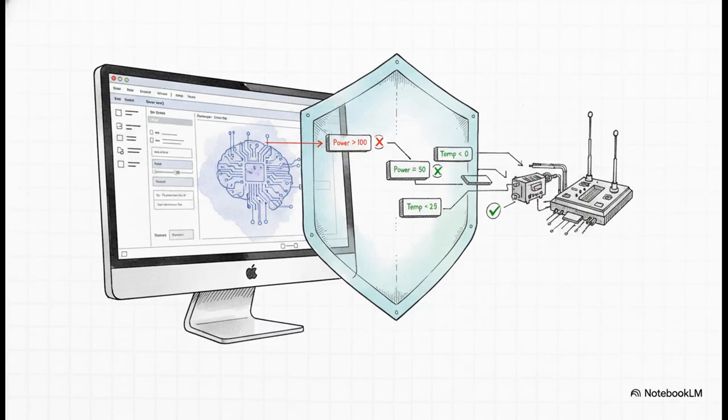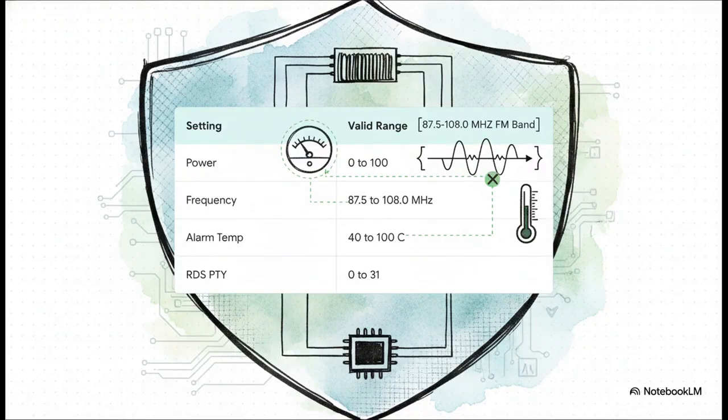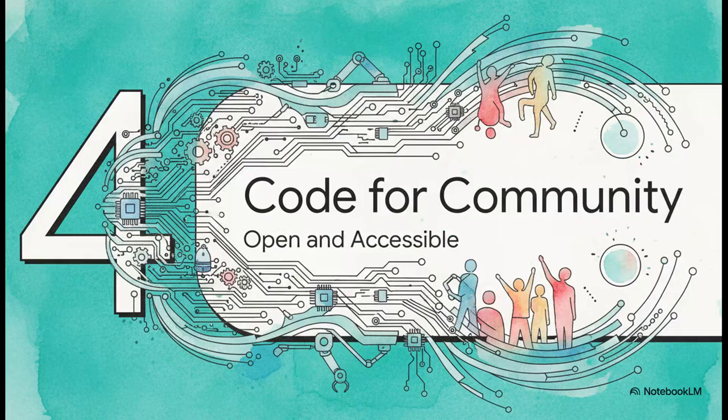Now, this is where the solution gets even smarter. It's not just some dumb terminal for sending commands back and forth. It actually understands the hardware it's talking to. And because of that, it provides this really important layer of safety. And this is that safety net in action. The app has these validation rules built right in. So it knows the power setting can't go above 100, and it knows the frequency has to stay within the legal FM band. This literally prevents you from accidentally typing in a value that could cause problems or maybe even damage the hardware.